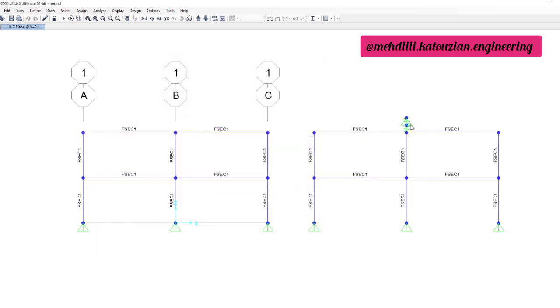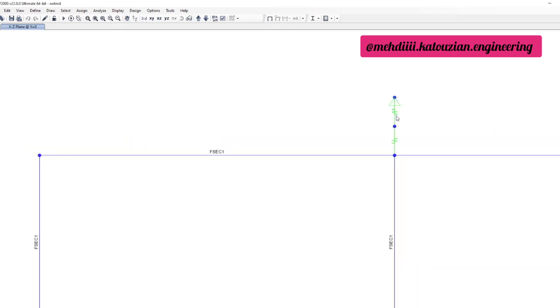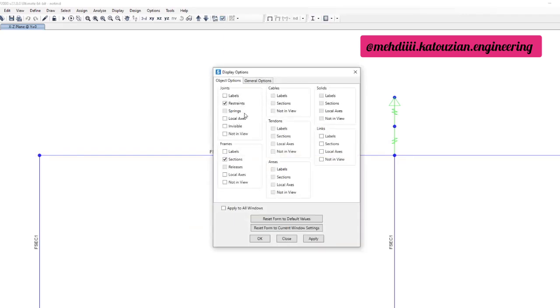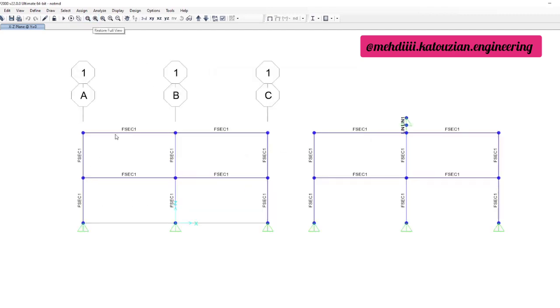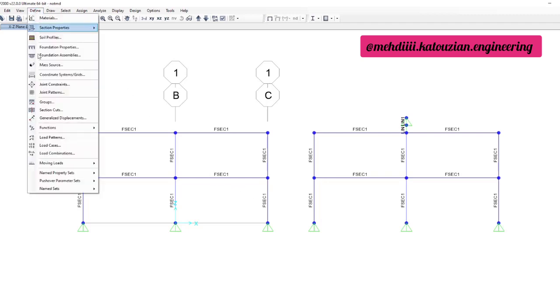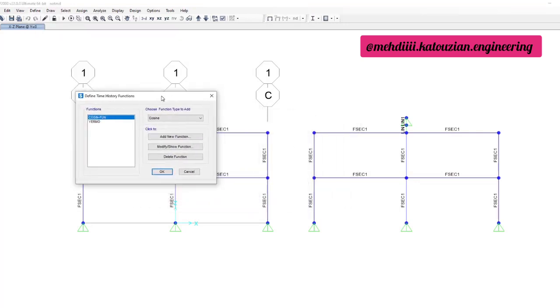Now it's okay. Now we can see the link here. Is it link 1 or no? Yeah, this is link 1. We are completed with modeling of the ordinary structure and the structure with TMD. So now we go to define some functions, time history functions, to see the response of both structures. So I already defined.